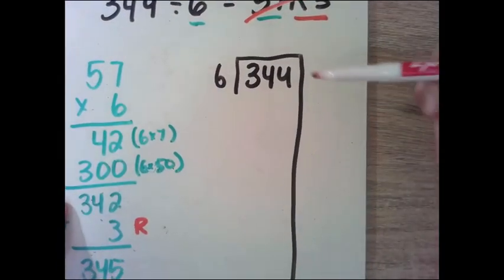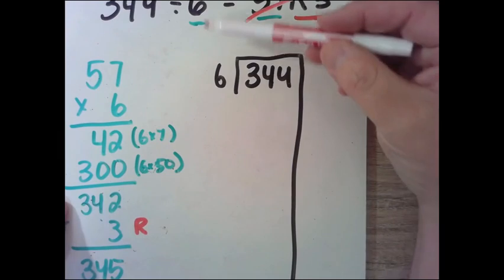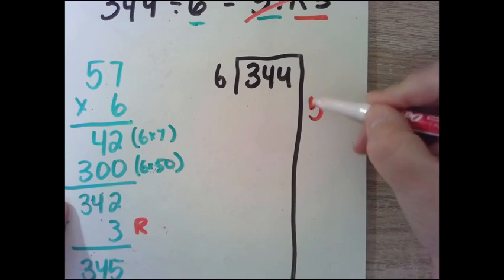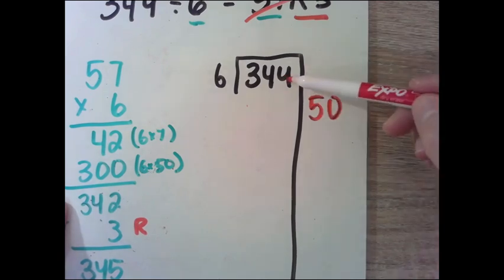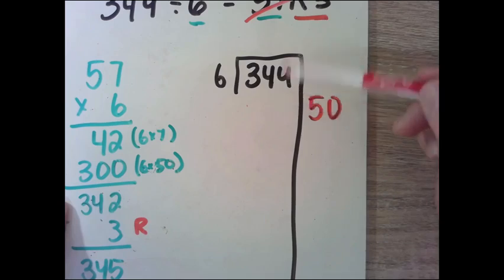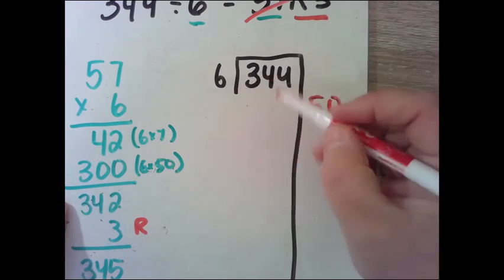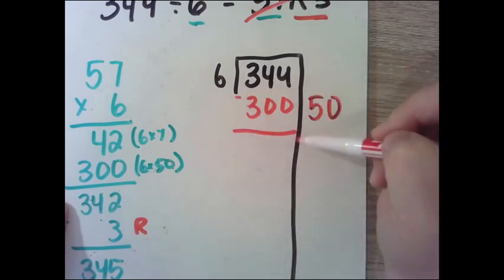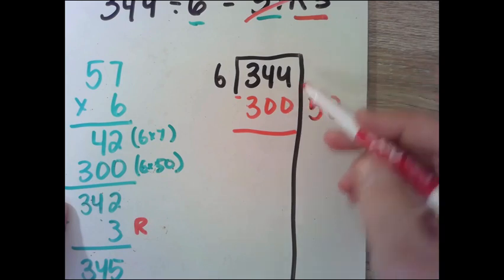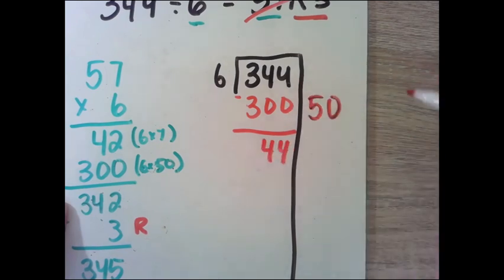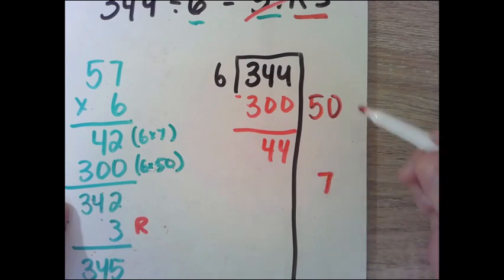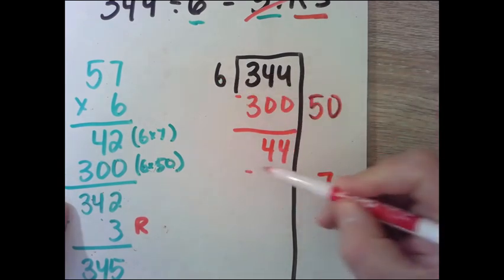So I set up my partial quotients. We had 344 divided by 6. I know that 50 times 6 is going to get us really close to 344, because 50 times 6 is 300. Then we subtract 300 from 344. That leaves us with 44. So again, ask yourself, what times 6 gets you really close to 44? I know that 7 times 6 is 42.